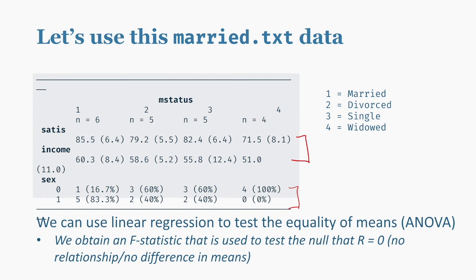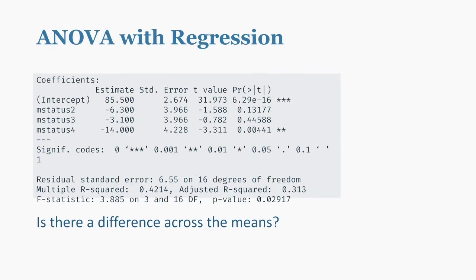So now we're going to use a regression to test the equality of the means across our 4 different levels, 1 through 4. And again, this is going to be the same thing as doing an ANOVA. We want to obtain an F statistic that's going to allow us to test the null hypothesis that states that there's no difference between our 4 different groups. Okay, so let's look at our output.